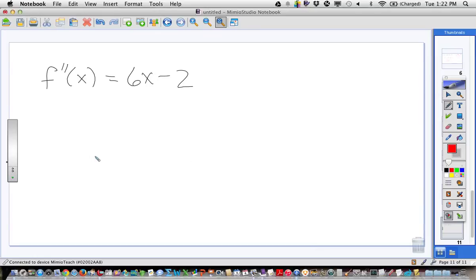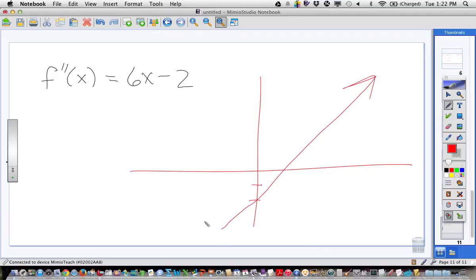F double prime is 6x minus 2. Well, this one to me is an easy one. This is just a line. So that goes down 2. It's going to have a slope of 6. So you're going to do this. And that's f double prime. And it says what? Explain why f would have 1 inflection point.